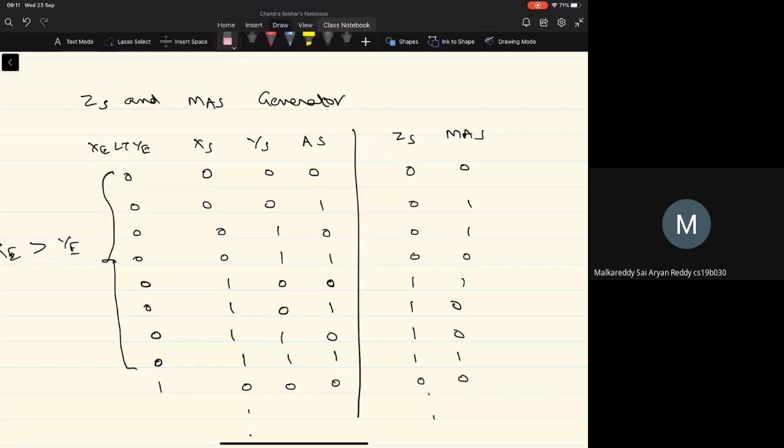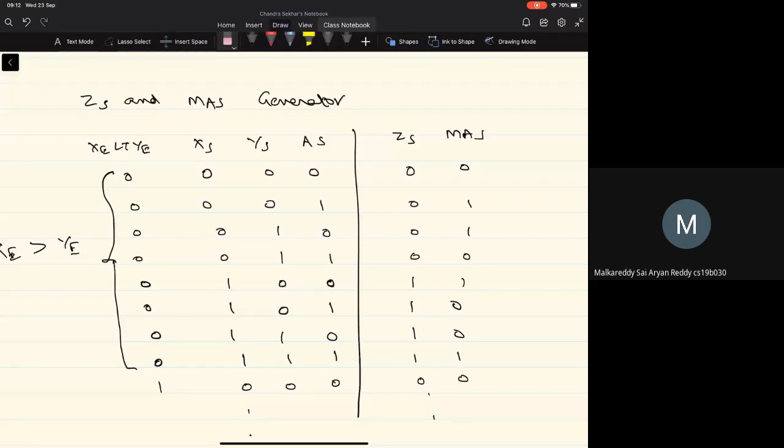The second case is XE is greater than YE, both XS and YS are positive, and I want to perform the subtraction operation. That is, I want to get Z equal to X minus Y. So again, because XE is greater than YE, the sign of the result will be same as the sign of the operand with the greater exponent. So that's why it is 0. And in this case, I want to perform subtraction operation on the positive operands, so the mantissas need to be subtracted.